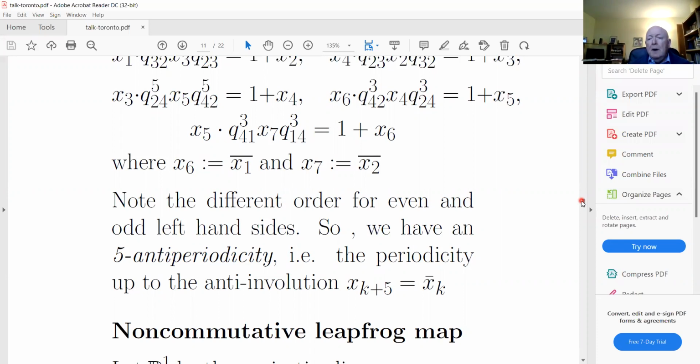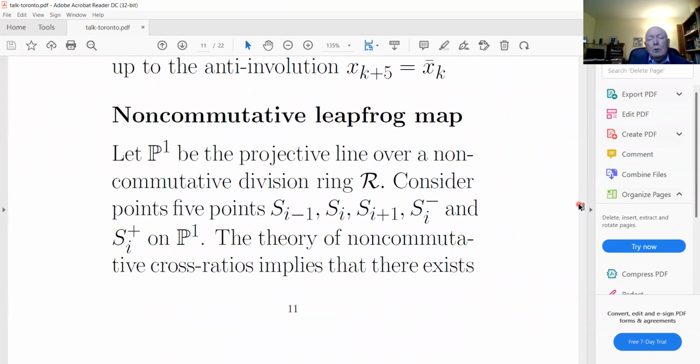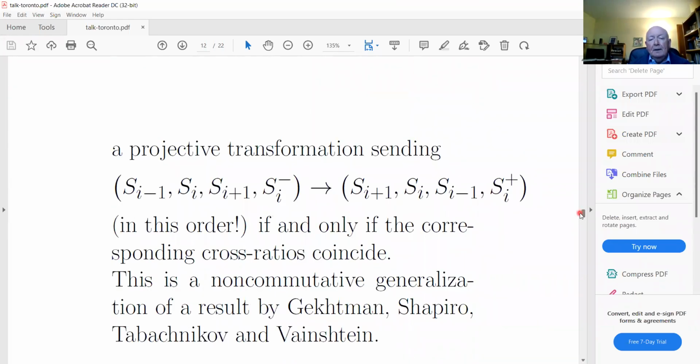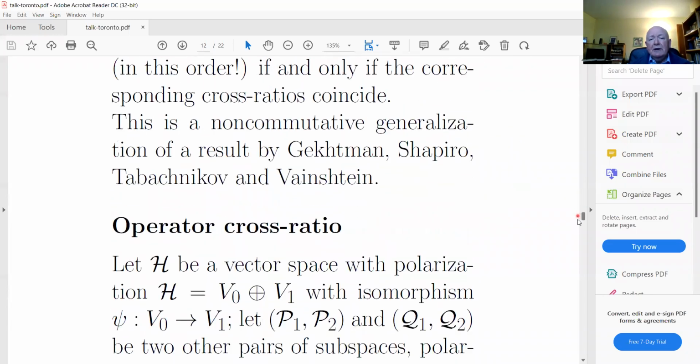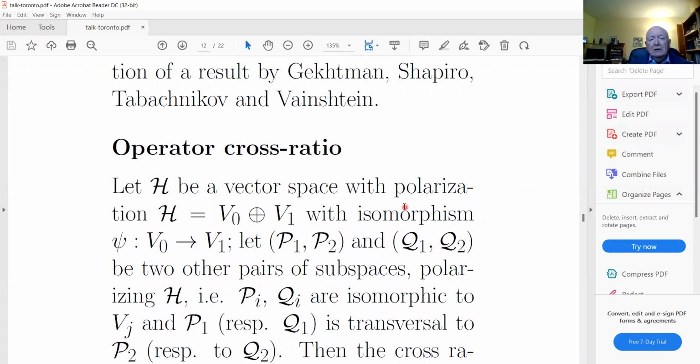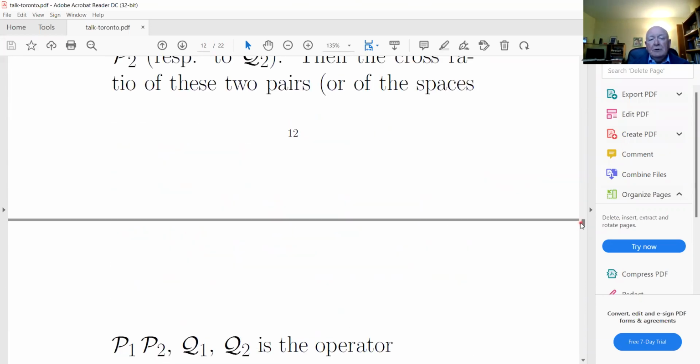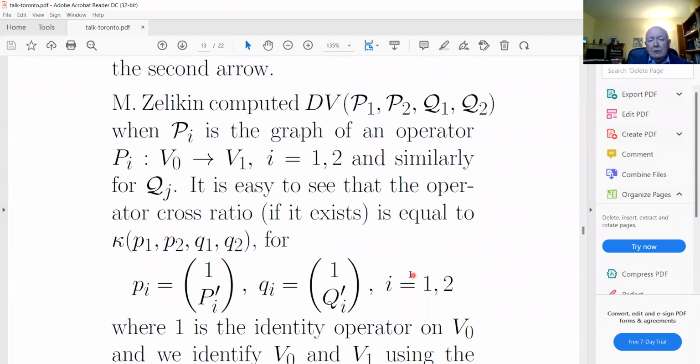Okay, maybe I will skip these two more applications. There is a non-commutative version of the leapfrog map. The leapfrog map was an example of an integrable map introduced by Gekhtman, Shapiro, Tabachnikov, and Weinstein. Also, non-commutative cross ratios were considered by experts in control theory. I believe Zelikin was the first. Again, let me skip this, but the operator cross ratio introduced by Zelikin coincides with a version of the non-commutative cross ratio that we discussed before.